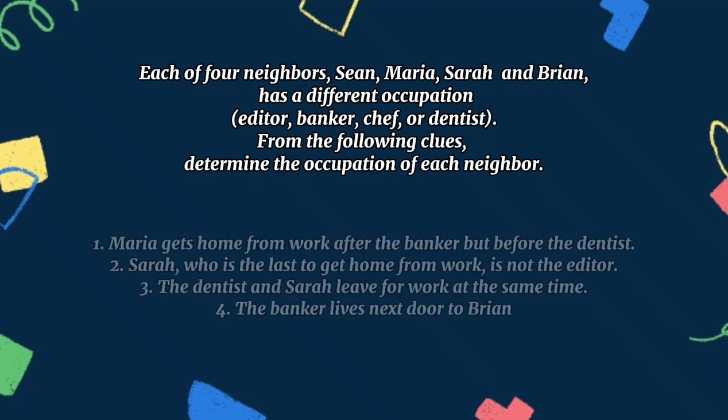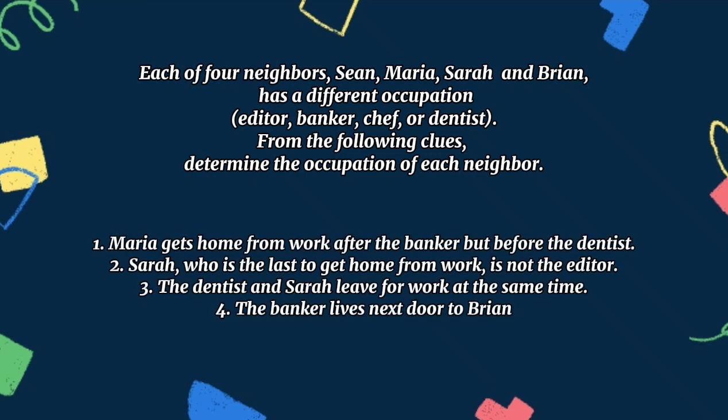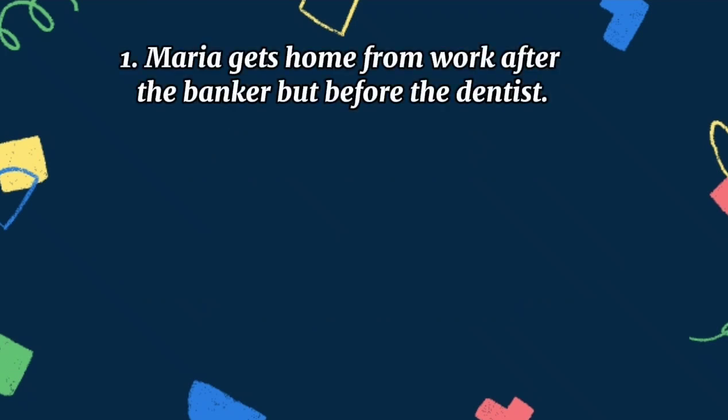Each of four neighbors, Sean, Maria, Sarah, and Brian, has a different occupation: editor, banker, chef, or dentist. From the following clues, determine the occupation of each neighbor. So reading the first clue, Maria gets home from work after the banker but before the dentist.